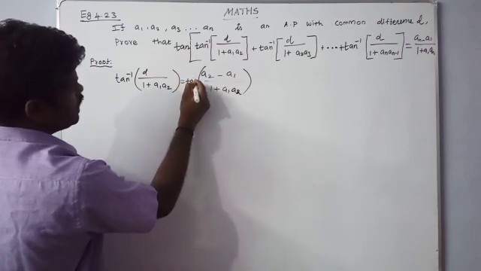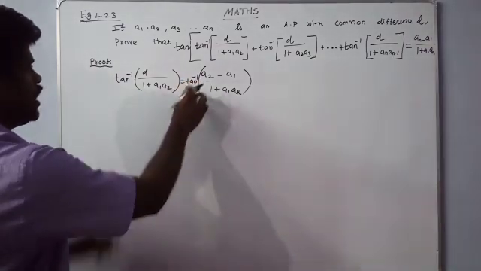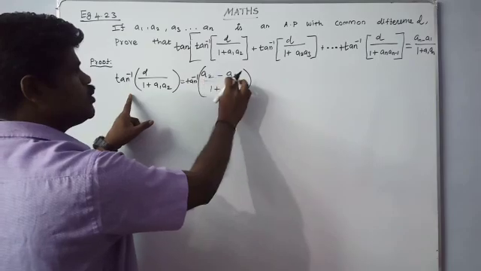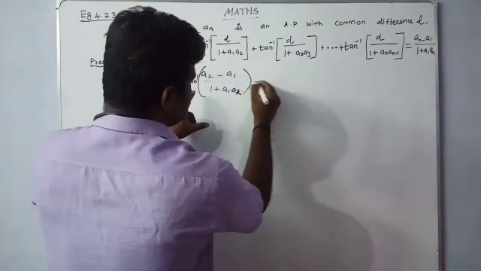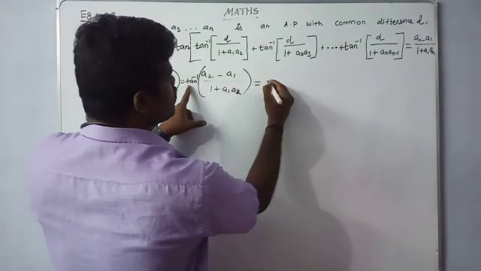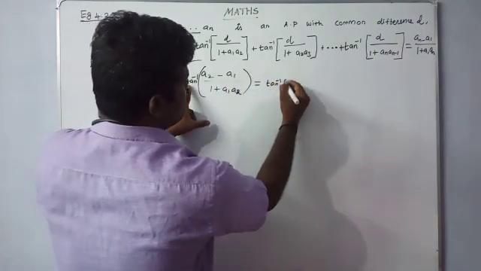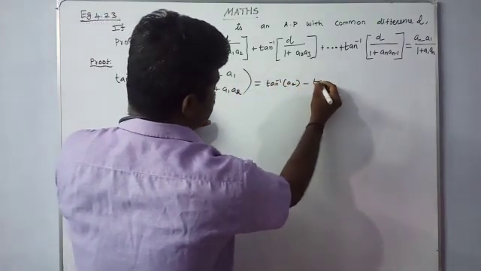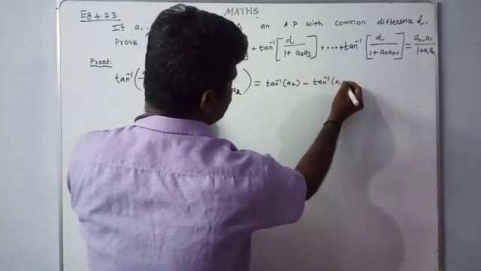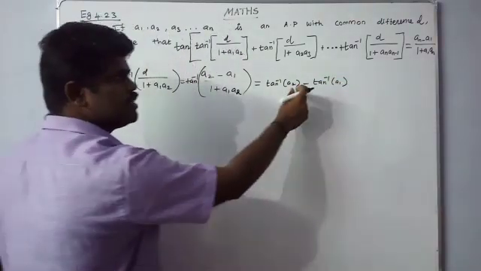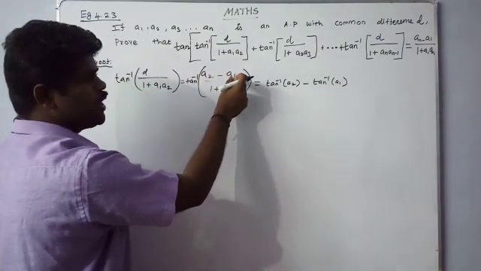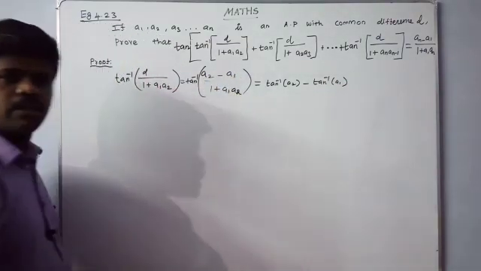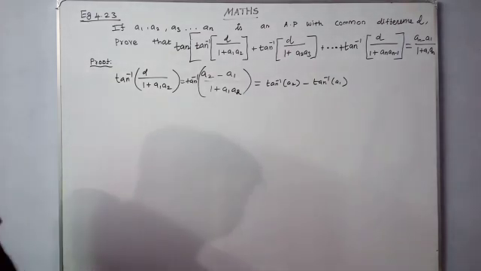Tan inverse of d can be written as tan inverse of a2 minus a1 divided by 1 plus a1 a2. By the property, this is tan inverse of a2 minus tan inverse of a1. Already we know the property: tan inverse x minus tan inverse y is equal to tan inverse of x minus y divided by 1 plus xy. Property number 6.